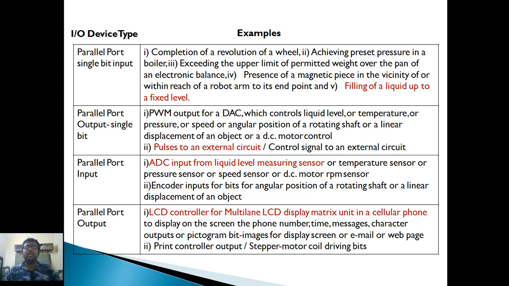These are all examples of different kinds of port. Some will be parallel, some will be single bit output, some will be single bit input, some will be multi-bit input, multi-bit output. So there are various kinds of port that are used in input output device types. These are all examples of different kinds of input output device. Let's go to the next slide.